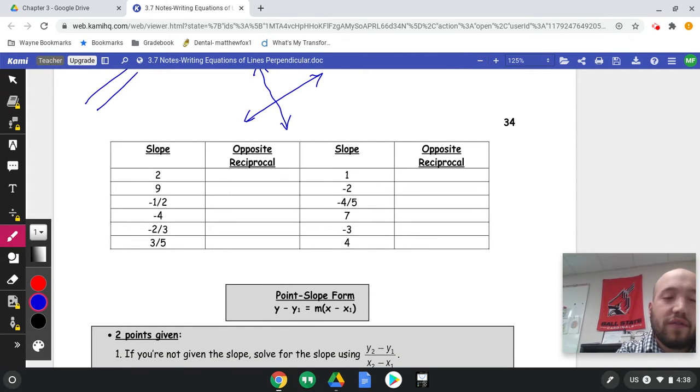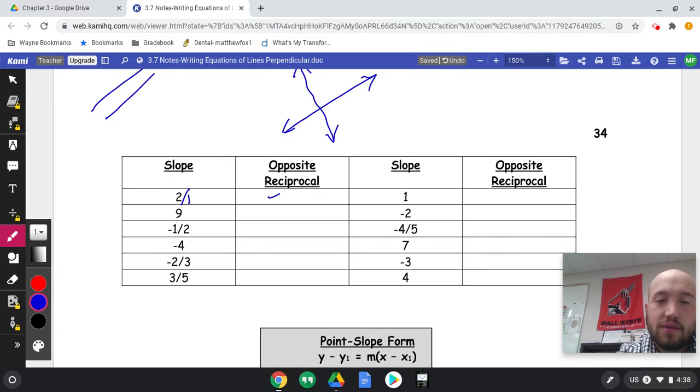So if we look here at this first one, 2 technically is over 1. This is positive, so the opposite becomes negative. Let me make this a little bigger so it's easier to see. So negative, and then the reciprocal, they switch, so 2 over 1 becomes 1 over 2. This next one was positive 9. It's going to be negative, and then it's going to become 1 over 9. Next one, negative 1/2 becomes positive 2, or you can put 2 over 1.